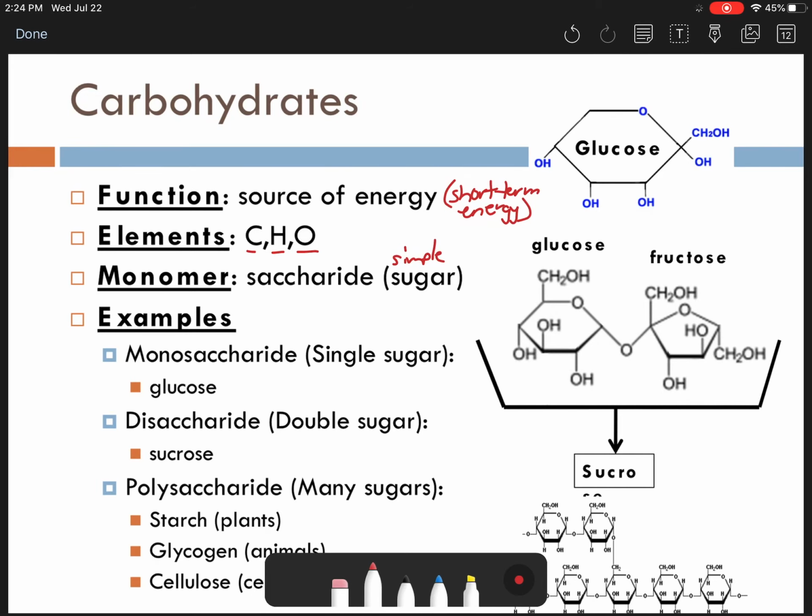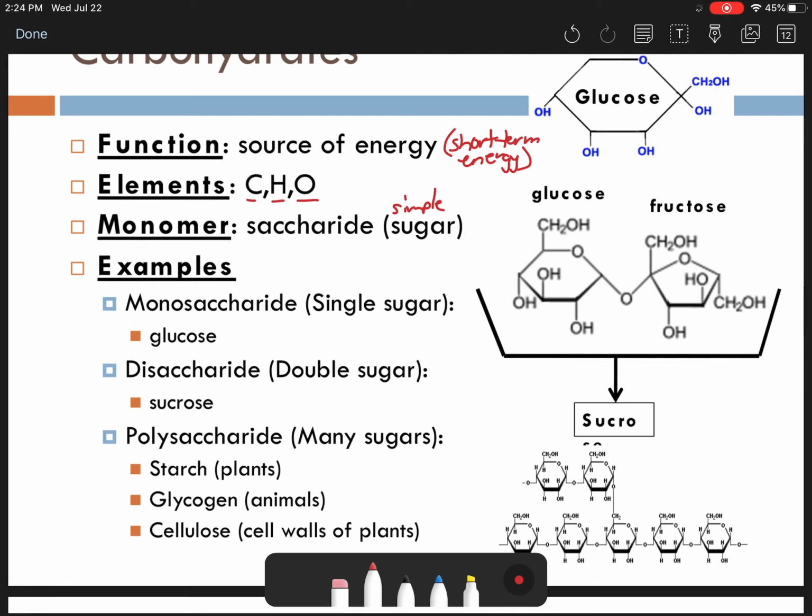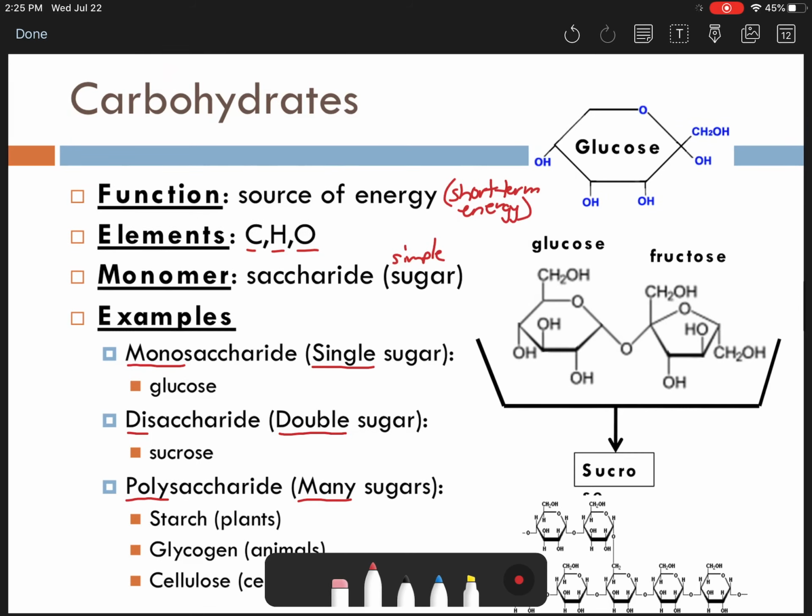Okay? We can divide the different examples of carbohydrates into three basic categories. One that we call monosaccharides. That means it's a single sugar. A disaccharide. Di stands for two, so it's a double sugar. And polysaccharide. Poly stands for many. So that's made up of many of those saccharides or sugar subunits.